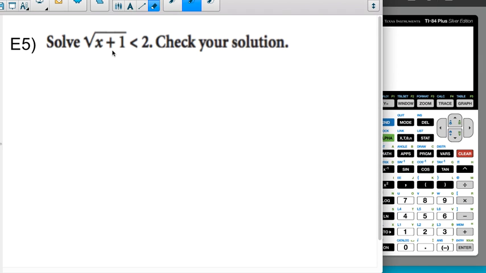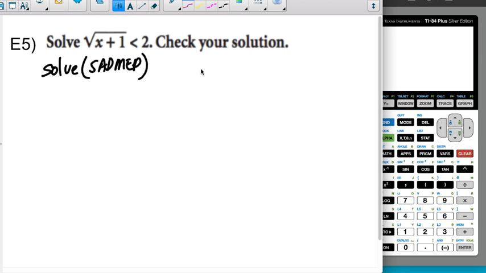So there are actually two issues at play here. One of them is that I have to solve, and I'm going to solve using SADMAP. But the other issue at play here is that we have a domain restriction, right? So there's two issues at play here.